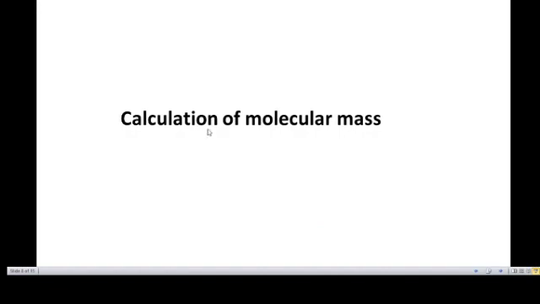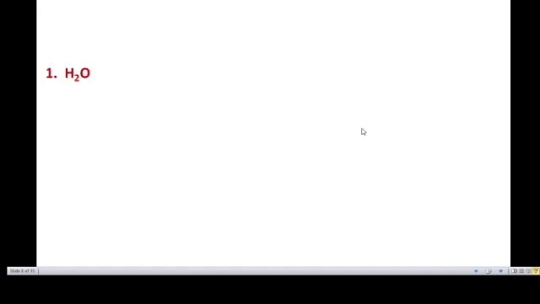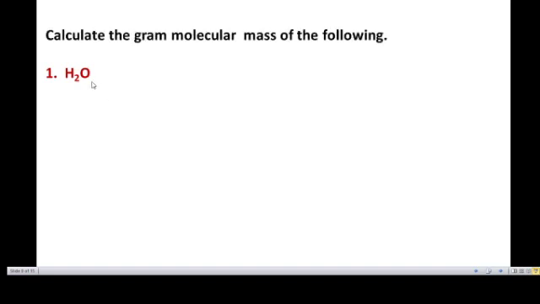Next method, calculation of molecular mass. Find out the molecular mass of water. Calculate the gram molecular mass of the following. The first given sample is H2O, water.